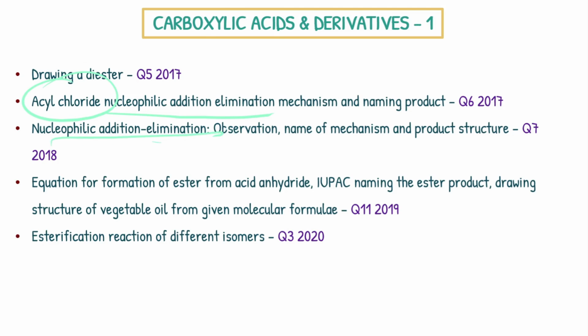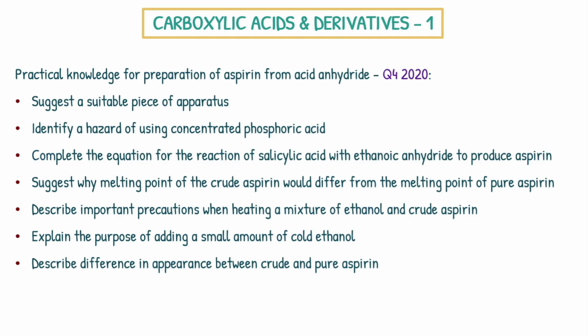Next up, again, another nucleophilic addition-elimination mechanism: observation, name the mechanism, and draw the product. What's up here? Equation for the formation of an ester from an acid anhydride. So slightly different here. And the nomenclature right here, IUPAC naming the ester product, so I included it under this topic. Drawing the structure of vegetable oil from a given molecular formula. Check out that question if you're a bit confused about vegetable oils. Esterification reactions of different isomers. So this is just an ester topic right here, not too complicated.